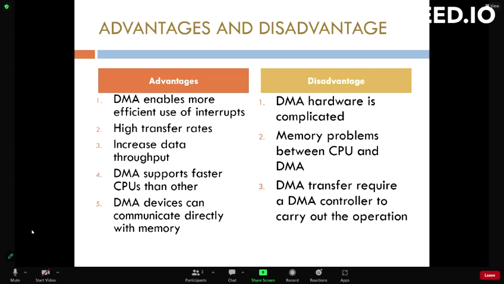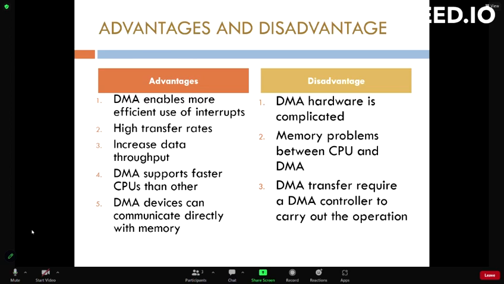So here are the advantages and disadvantages. Advantages. First, DMA enables more efficient use of interrupts. Second, high transfer rates. Third, increased data throughput. Fourth, DMA supports faster CPUs. Fifth, DMA devices can communicate directly with memory.